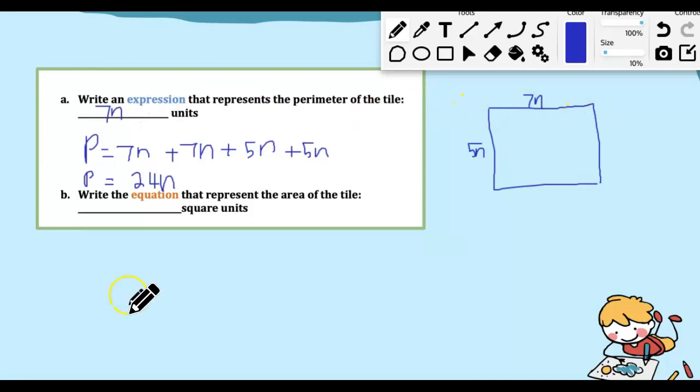All right. So how about the area? What will it be? So you know that the area is length times width, right?